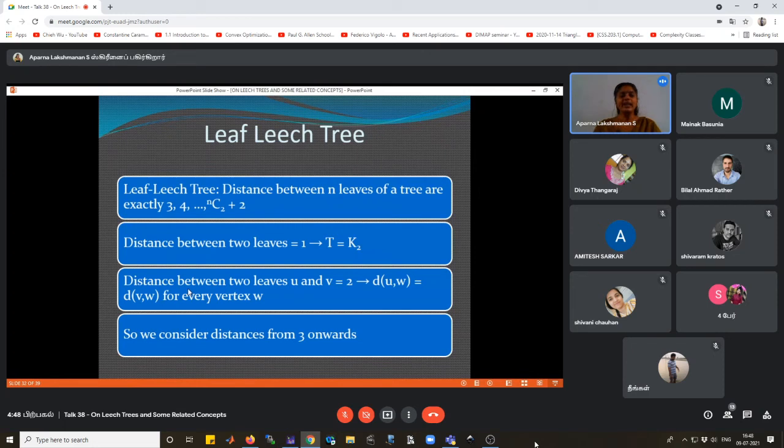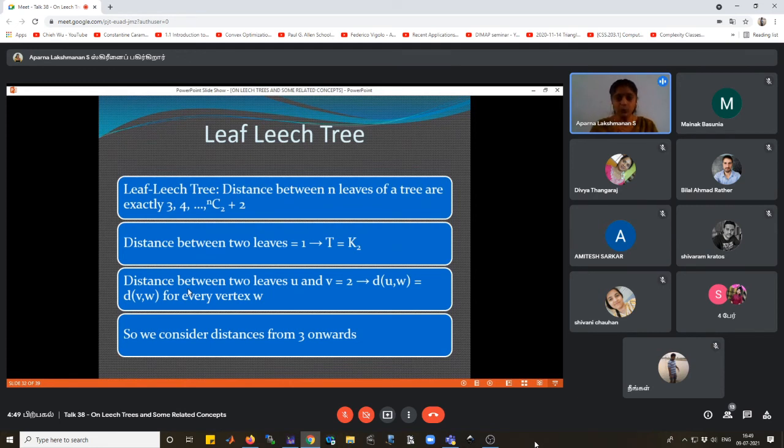And now moving on to leaf-leech trees. In leaf-leech trees, the path weights are not taken. We need not give any labeling at all. What we consider is the distance between leaves of a tree. And these distances must be exactly 3, 4, etc., up to NC2 plus 2. So why is it 3, 4, etc.? What happened to 1 and 2? If we insist that the distance between two leaves is equal to 1, then that tree is K2. We can't have anything more. So that is why 1 is omitted.